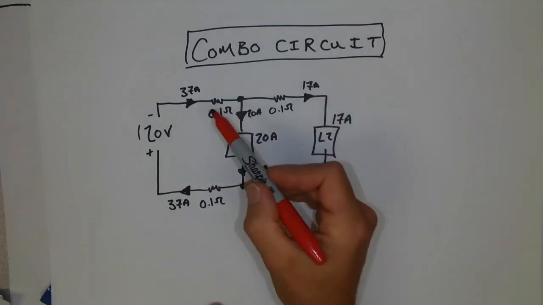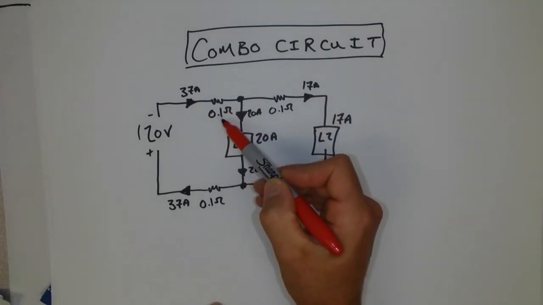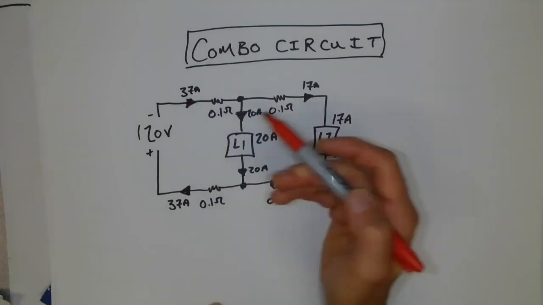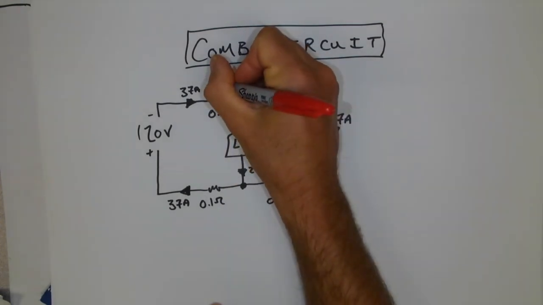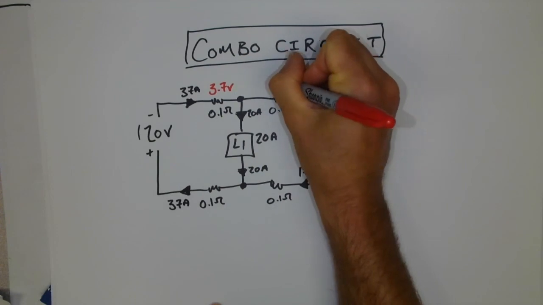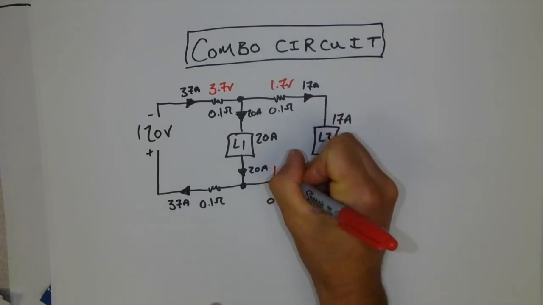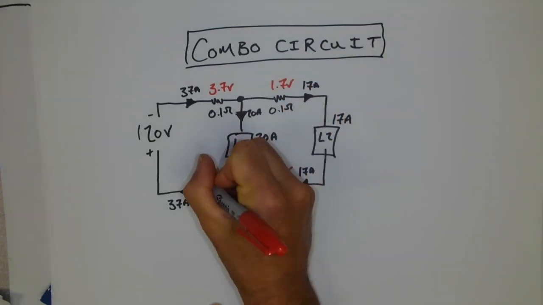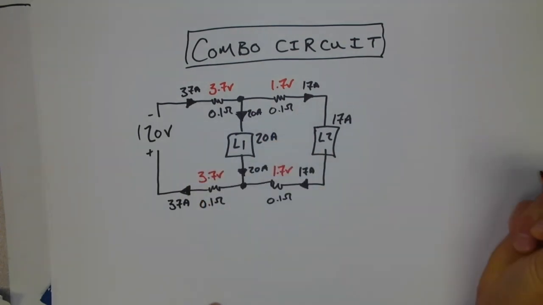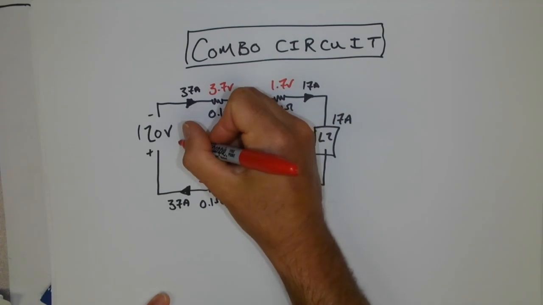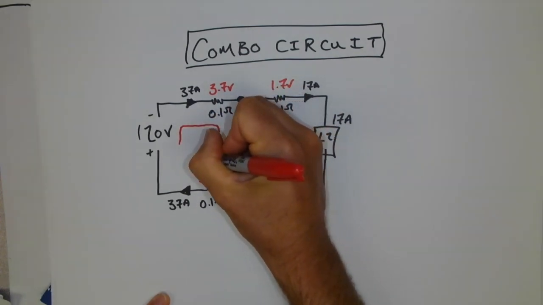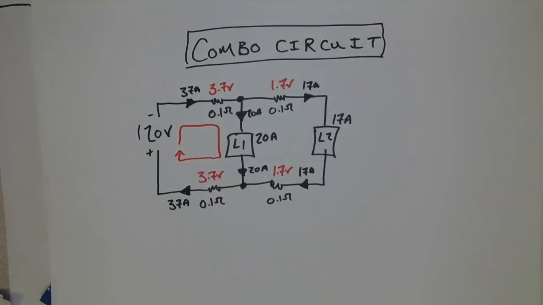math with Ohm's law, because I've got 0.1 ohms and then my amperage value. So I multiply them together, I should get my voltage. Since it's only 0.1 ohms, look at this, I can do it in my head, 3.7 volts, 1.7 volts. Watch, I can do it again, 1.7 volts. And finally, 3.7 volts. All right, so now that we've done that, I can use this closed loop to apply Kirchhoff's voltage law and work out the voltage across load number 1.